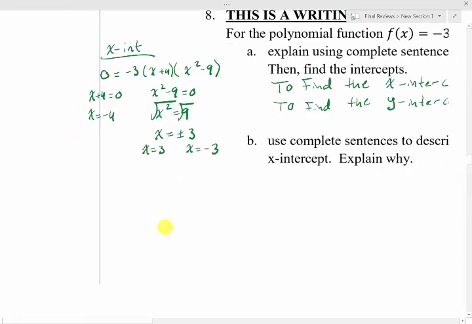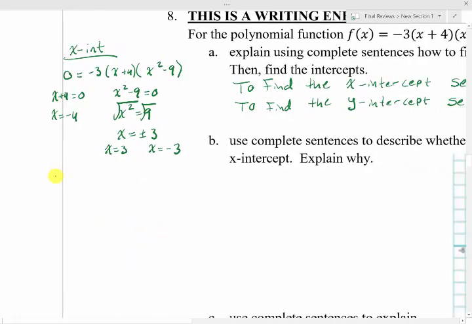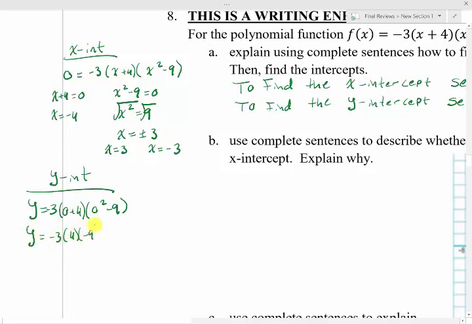Then we can go ahead and find our y-intercept. So y equals negative 3 times (0 plus 4) times (0 squared minus 9). So we get y equals 108.